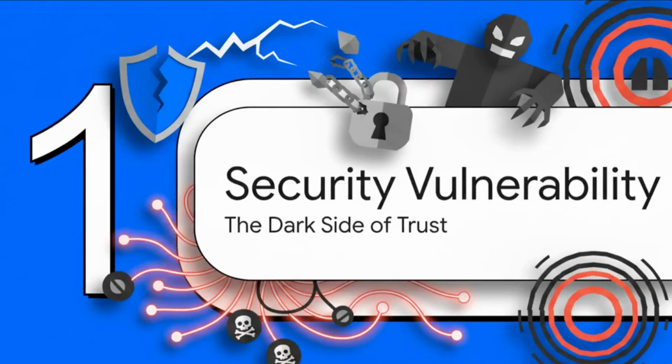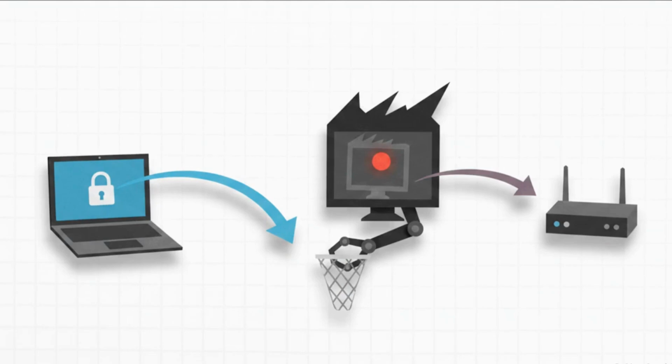The security vulnerability, the dark side of a trusting protocol. Let's shift gears and look at how this highly efficient system carries a rather significant architectural flaw. The absolute fundamental vulnerability of ARP is that it's inherently stateless. It relies entirely on trust. There is literally no built-in authentication mechanism whatsoever.